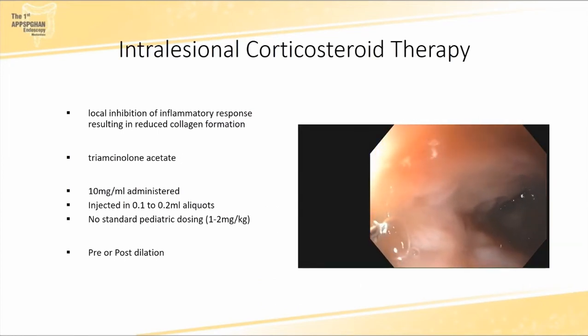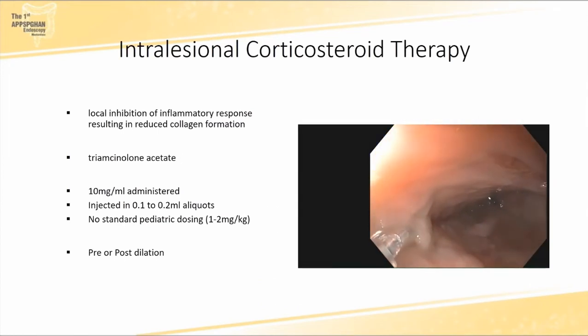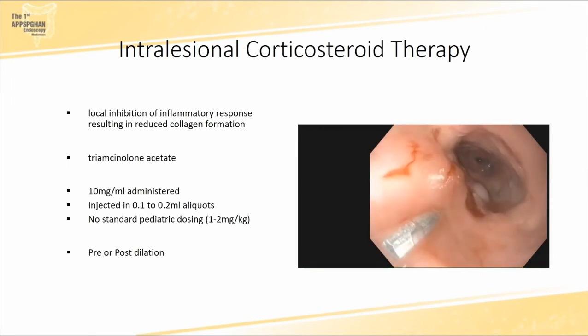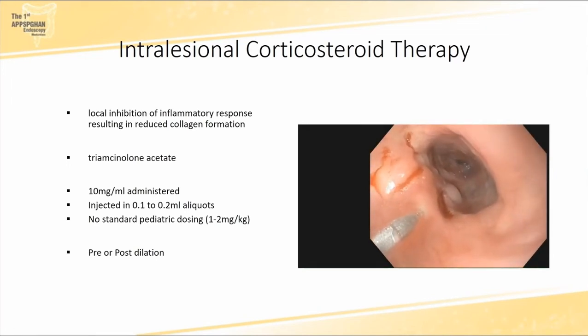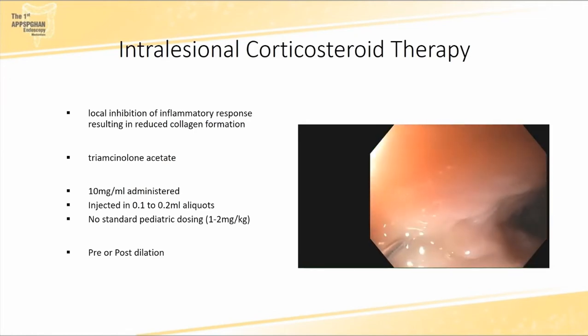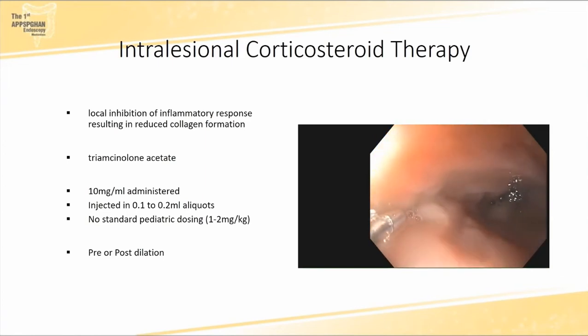Now, if you're not getting the desired effect from dilation alone, one of the first adjunct therapies you should consider is intralesional corticosteroid therapy. Steroid injections decrease the local inflammation at the strictured site, thus reducing collagen formation. The most common steroid that we use is triamcinolone acetate. The concentration that I typically like to use is 10 milligrams per ml. I inject around the area of the stricture in 0.1 to 0.2 milliliter aliquots.